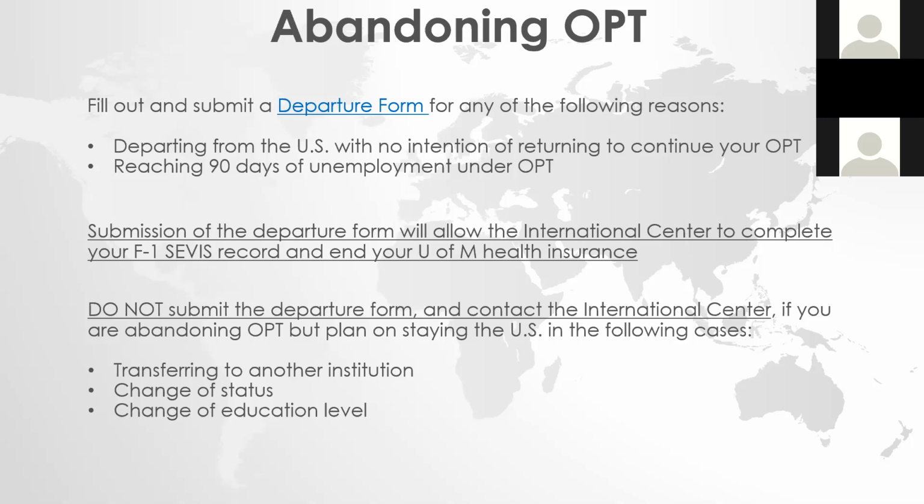If you're changing to any other type of visa status, let us know before you fill out the departure form. So please get in touch with us. Or you're changing your education level at the University of Michigan. So again, you're a bachelor's student, you are doing OPT for a few months before you begin your master's program, you would not want to fill out and submit the departure form, because we're not going to end your record. You're simply changing your education level. So those are the 3 examples of times where you wouldn't fill out a departure form.